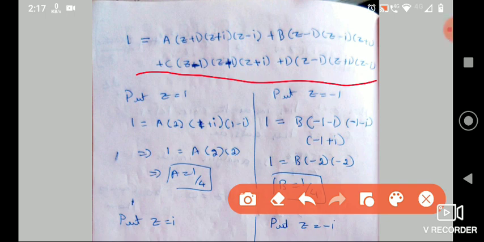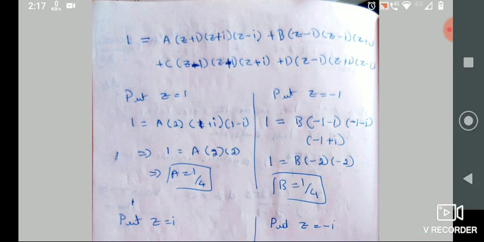So first put z is equal to 1. All other terms will cancel, and the first term only will give the answer. So that is 1 plus 1, 2, 1 plus i, 1 minus i. If we simplify, that is 1 plus i and 1 minus i, which is 1 minus i square. i square is minus 1, so 1 plus 1, you will get 2 into 2, 4. A is equal to half.